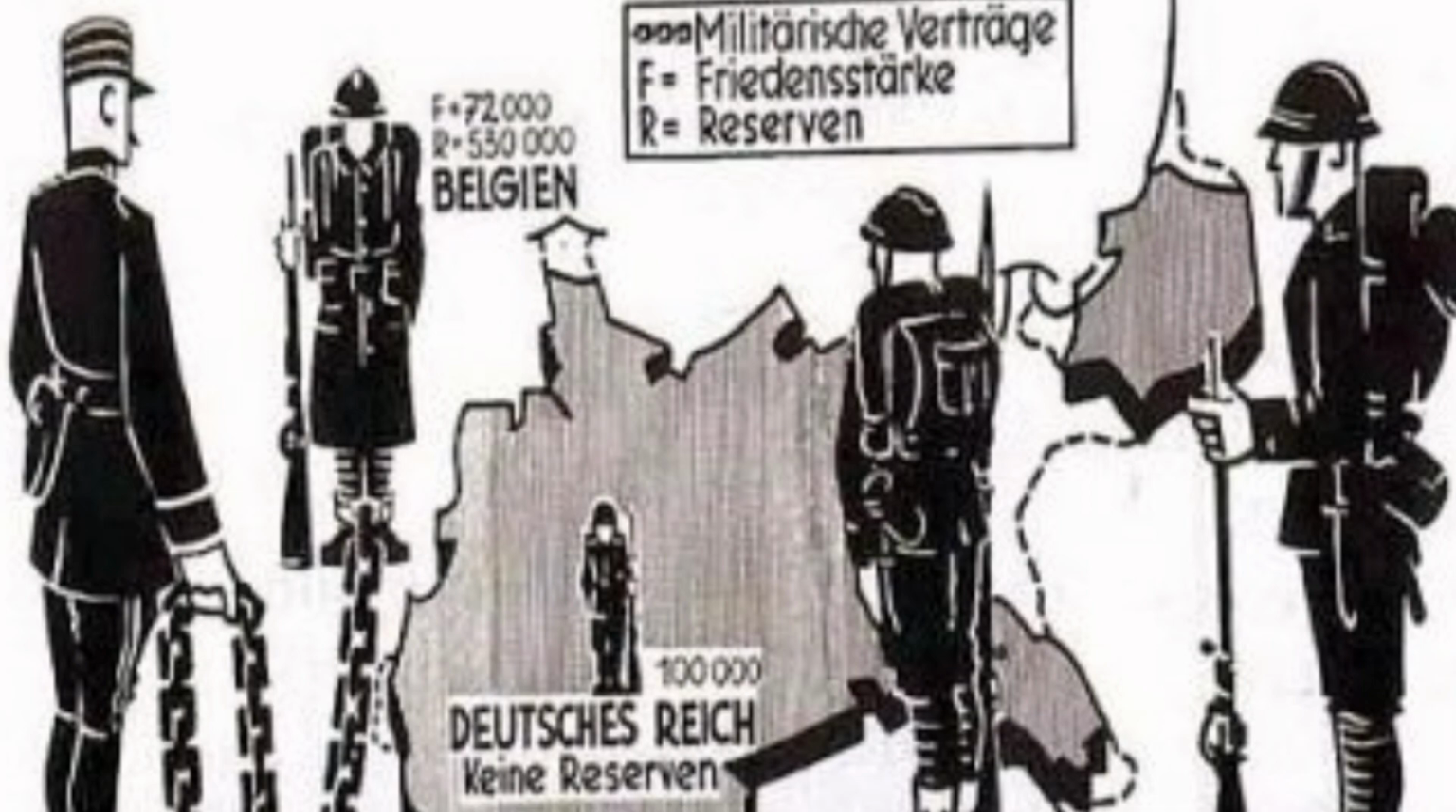Germany could only have 100,000 men in the army and 15,000 in the navy. They couldn't have tanks, or an air force, or submarines, or conscription. They could also only have 6 battleships, and the Rhineland was demilitarized.